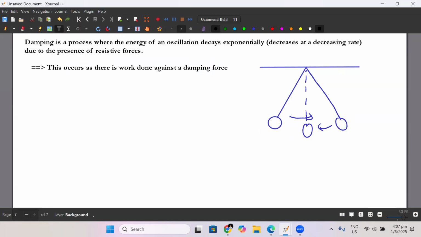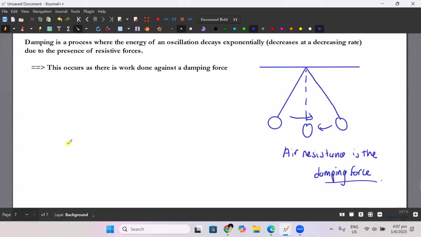And of course, it depends on the system, right? So in this particular case, the oscillation is undergoing damping due to the presence of air resistance. Okay, so air resistance is the damping force. So yeah, this will basically erode the energy. Erode meaning the energy of the oscillations are gradually decreased over time. And so this also means the amplitude decreases over time. Okay, so this is what damping is all about.